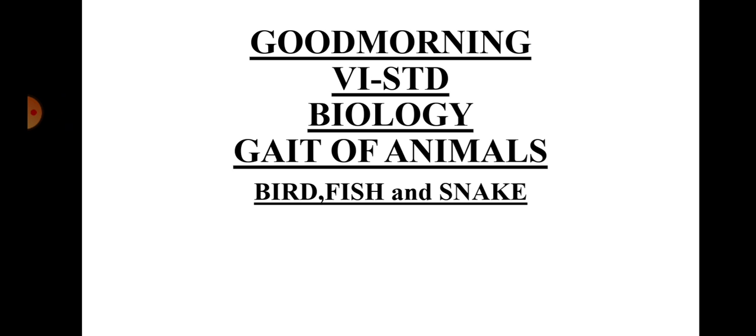I already taught 3 animals' movement: earthworm, snail, and also cockroach. Okay, once again I recall it. Snail has a slimy body which does not have bones. What does gait of animals mean? Gait of animals means the movement of animals. Gait means the movement, locomotion.